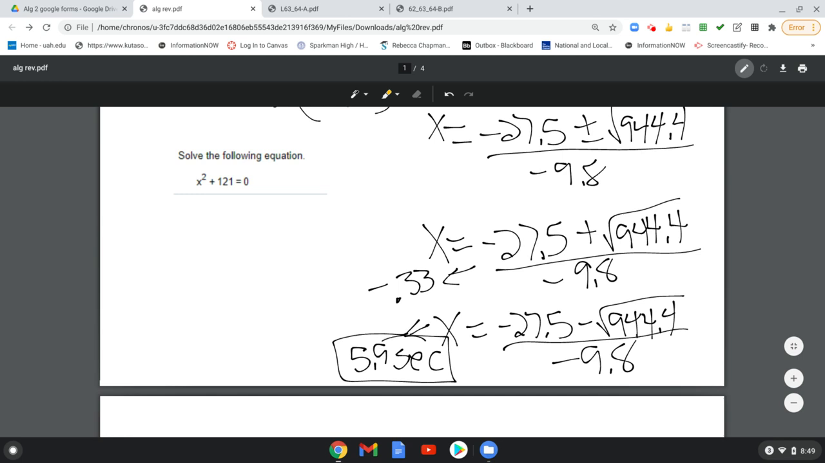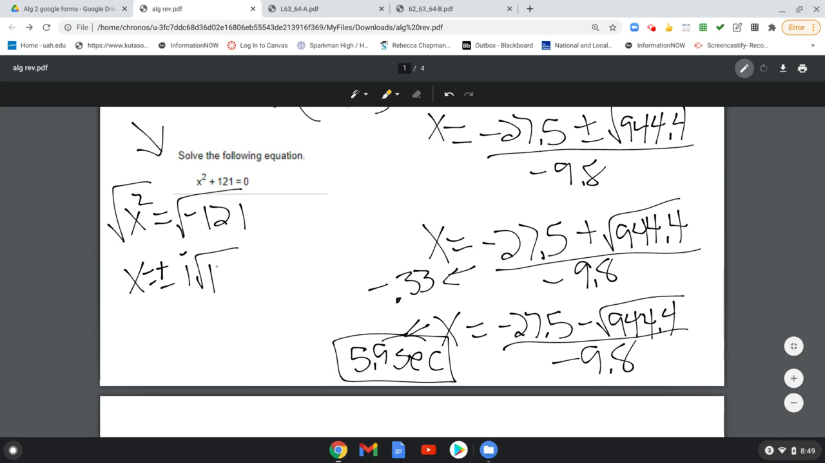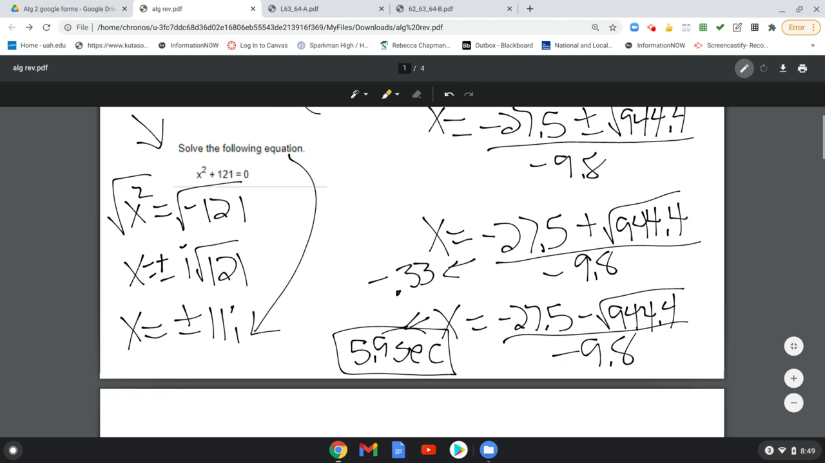In this example right here, we're going to use the square root property. So I get x squared equals negative 121. When you square root both sides, do not forget the plus minus feature. Plus minus i square root of 121, since that's a negative 121. So x equals plus minus 11i. That would be the answer for that particular question.